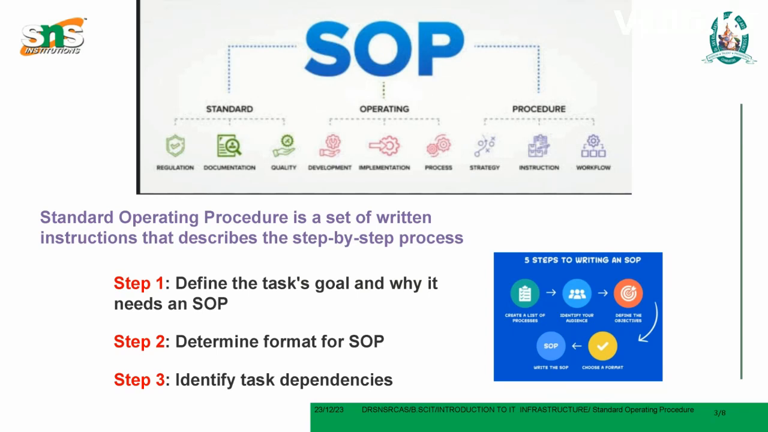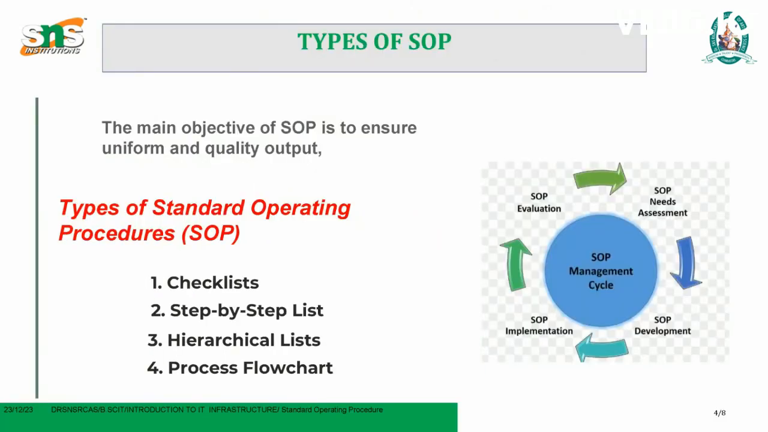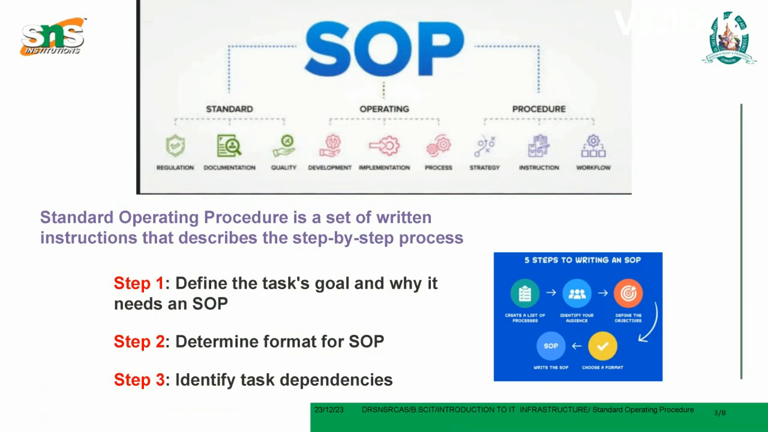Step one is to define the task goals and why it needs an SOP. Step 2 is to determine the format for the SOP. Step 3 is to identify task dependencies. There are almost 5 steps in constructing an SOP. The first is to create a list of processes, then identify your audience, then define the objectives, write the SOP, and choose a format. If you do this, then you can easily form an SOP.